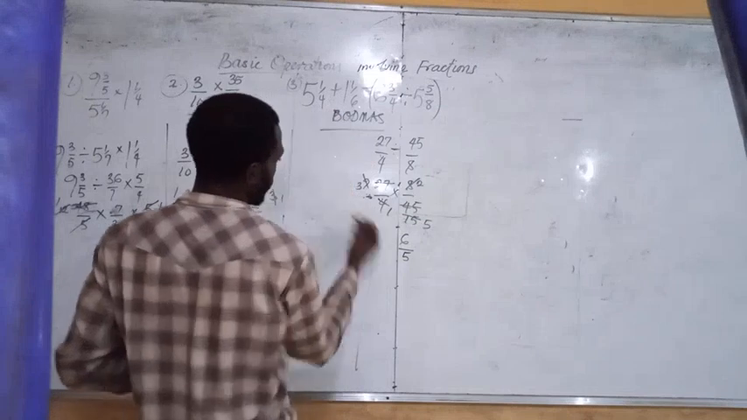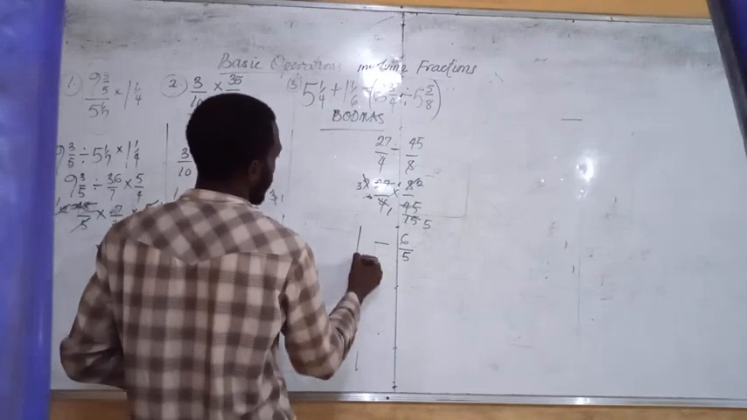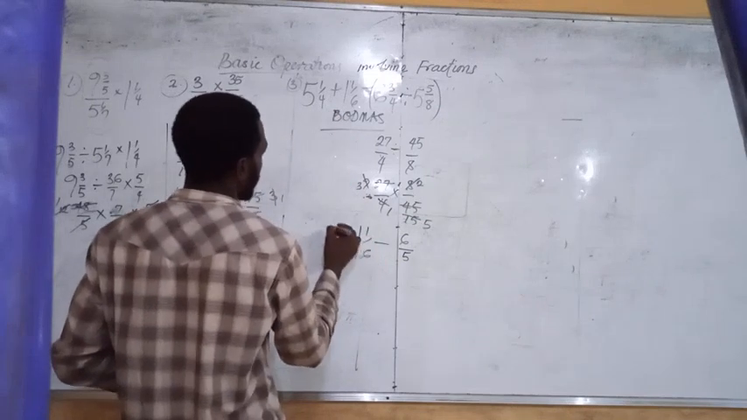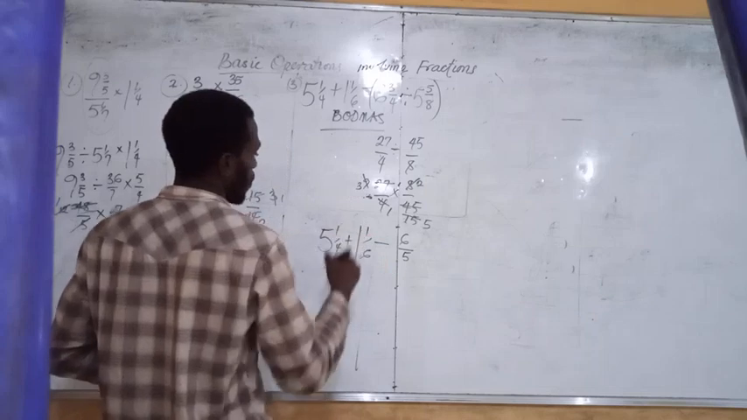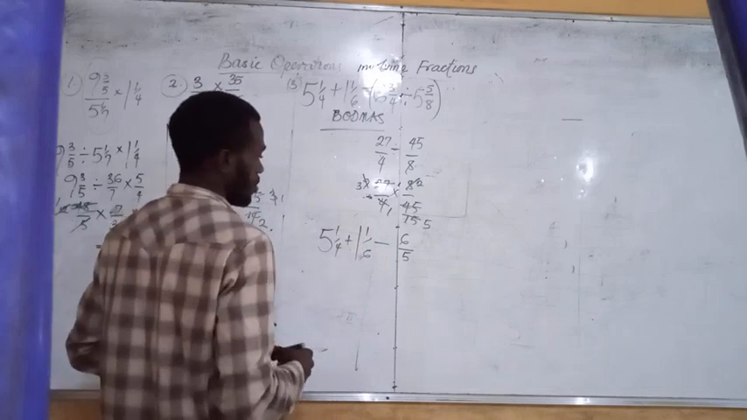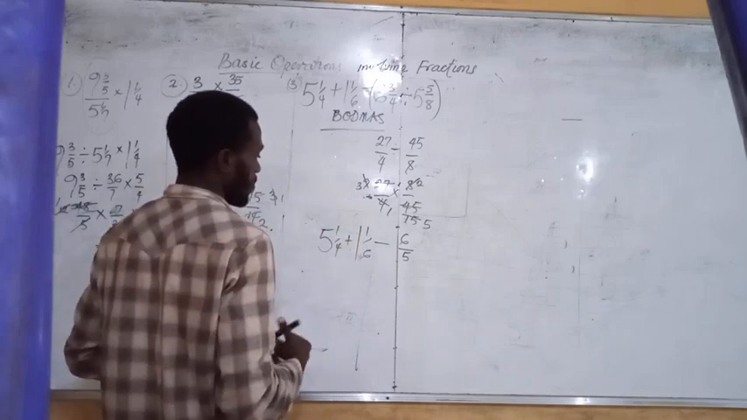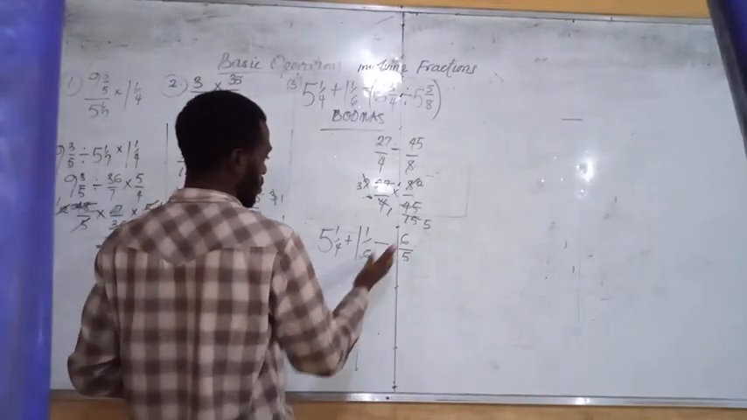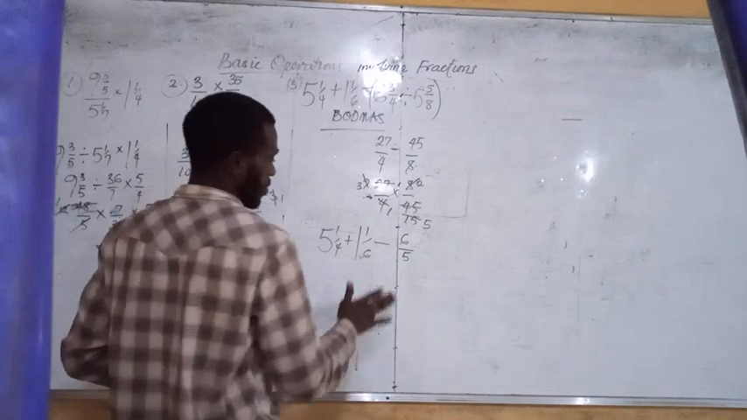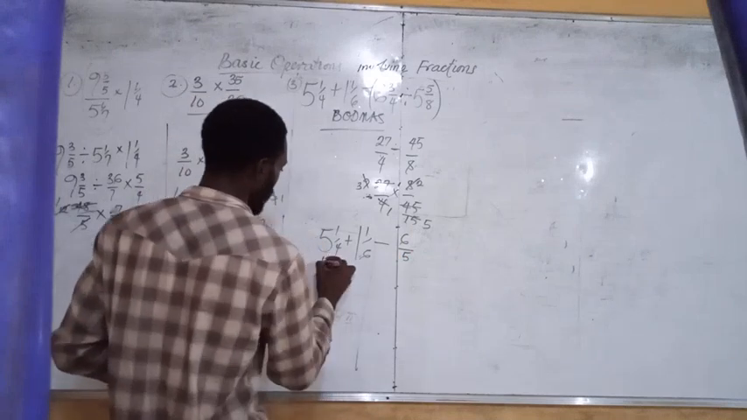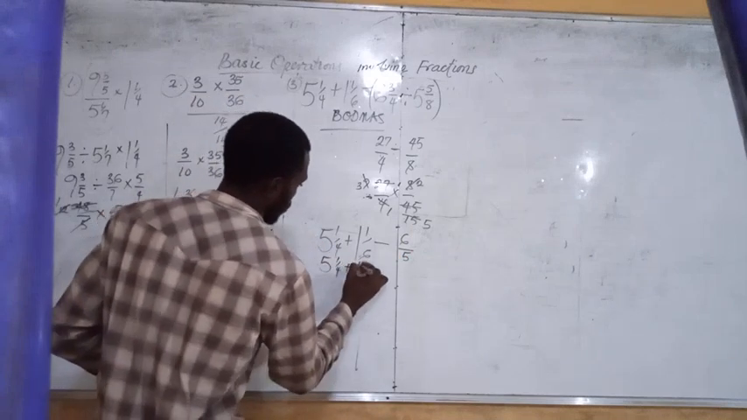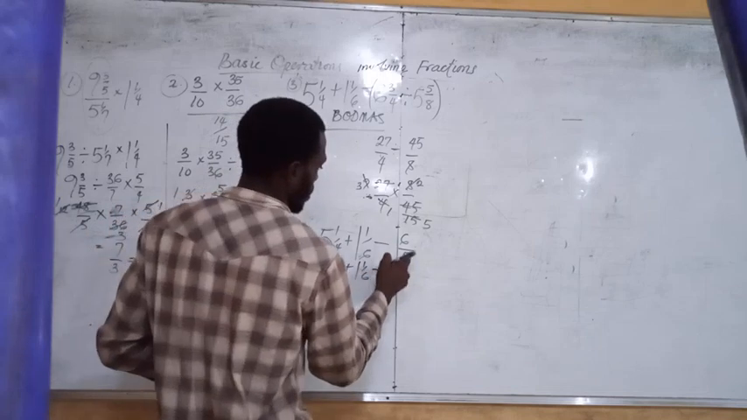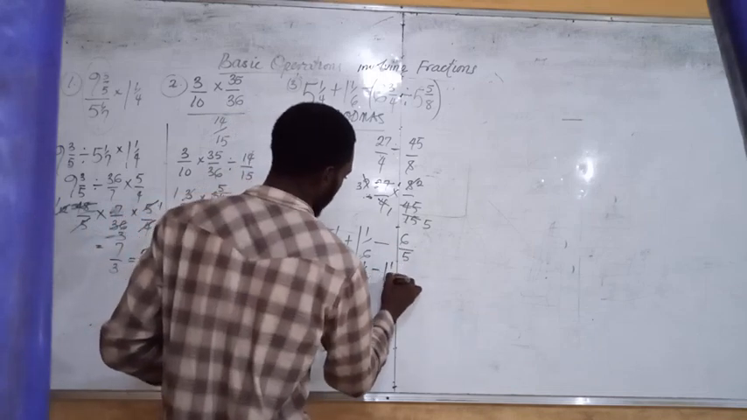Then you can now rewrite this: minus 1 number 1 over 6 plus 5 number 1 over 4. Now this has become very simple. We can change this to this easily. So it's going to be 5 number 1 over 4 plus 1 number 1 over 6 minus this, 1 number 1 over 5.